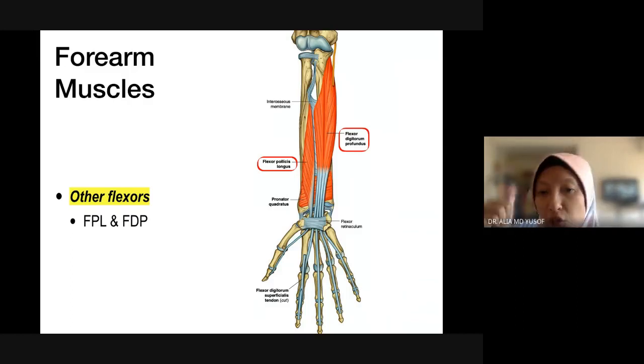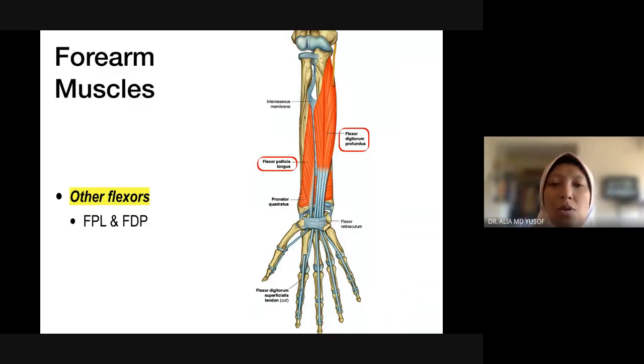Kenapa? Sebab first digit is special. Dia ada its own flexor muscle. The name is flexor pollicis longus. The word pollicis refers to pollex. Pollex means your first digit. Flexor pollicis longus, or FPL, arises from the shaft medial surface of radius, and ends at the distal phalanx of first digit.